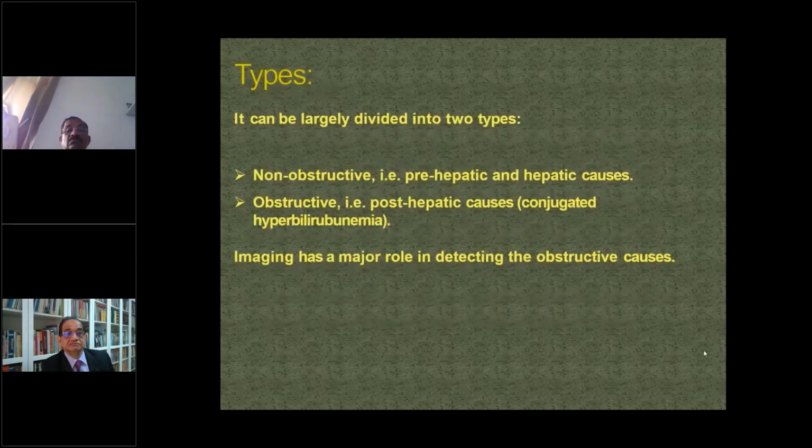So basically, jaundice can be divided largely into two types: non-obstructive and obstructive causes. Non-obstructive are the pre-hepatic and hepatic, which affect the conjugation, and the obstructive is post-hepatic causes, when the conjugated bilirubin is accumulated in the blood, so it's a conjugated hyperbilirubinemia. And imaging has a major role in detecting the obstructive causes.